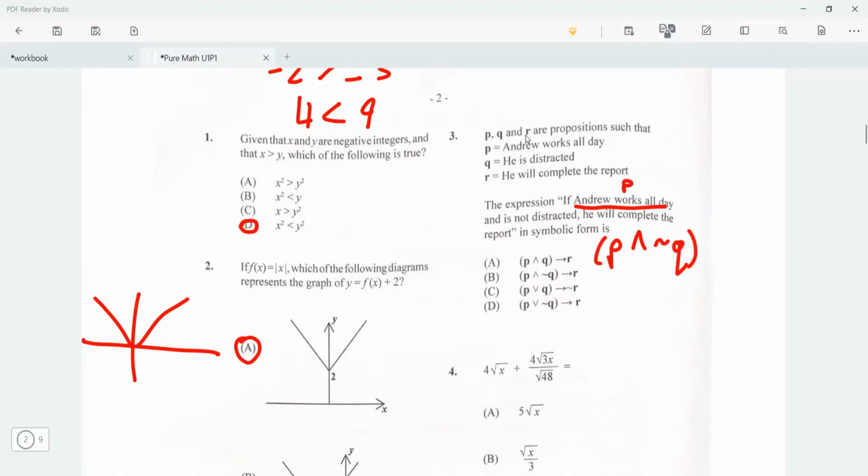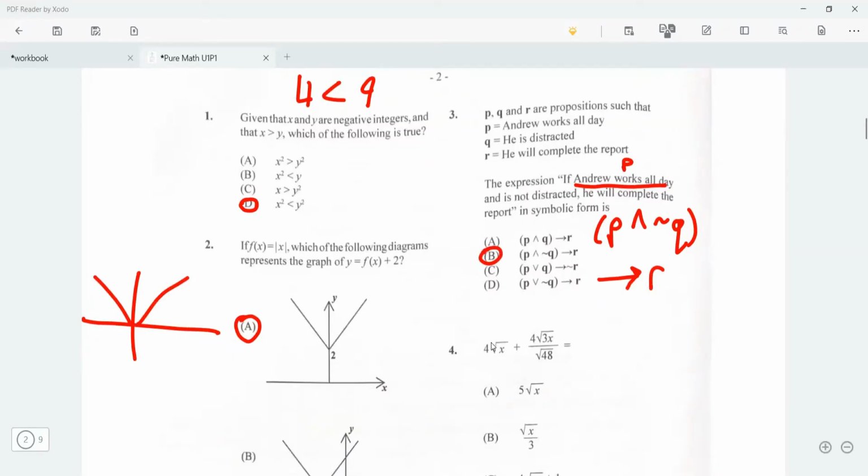He will complete the report. That means that implies he will complete the report, or then. So that's P and not Q implies he will complete the report. He will complete the report is R. So that is P and not Q implies R. That's option B. Easy. Question 4.